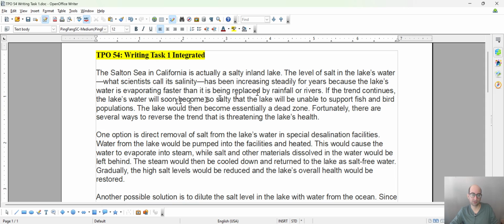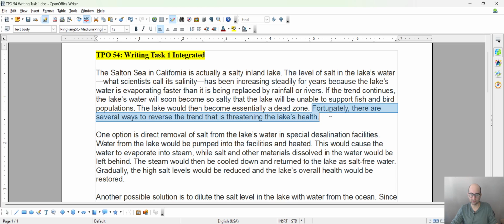If the trend continues, the lake's water will soon become so salty that the lake will be unable to support fish and bird populations. The lake would then become essentially a dead zone. So up to this point, guys, I didn't really identify or understand the writer's main point, their argument. So probably it's in the last sentence. And in a lot of cases, that's true. If you don't find it here, like I mentioned in another clip, it might be in the second to last sentence or earlier. It really depends on the reading passage that you receive during the exam.